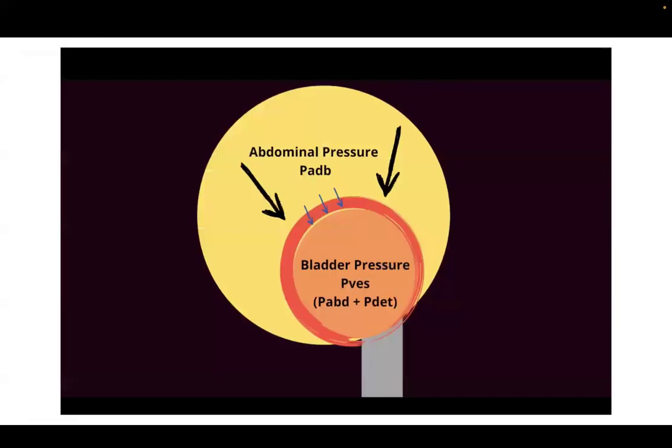If you look at this picture, this is the abdominal pressure, and this is vesical pressure. Whenever there is raised intra-abdominal pressure, this pressure also transmits inside the bladder, as the bladder is inside the abdomen. So whenever abdominal pressure rises, vesical pressure also rises, and vesical pressure is the sum of abdominal pressure and detrusor pressure. So if we deduct the abdominal pressure from the vesical pressure, we will get the detrusor pressure. I hope you are okay now.